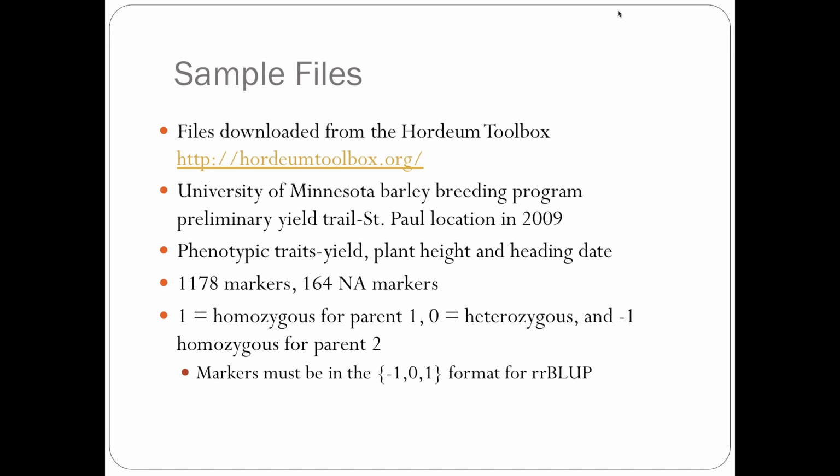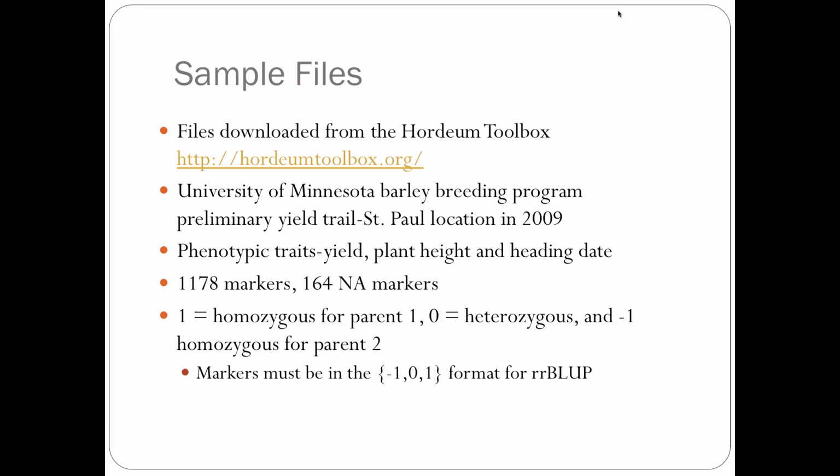So just an overview of the sample files that I'm using. The files were downloaded from the Hordeum Toolbox from the TCAP project. And this is a University of Minnesota barley breeding program preliminary yield trial from the St. Paul location in 2009. I selected 3 phenotypic traits to use: yield, plant height, and heading date. I selected these traits since they have a pretty high heritability for plant height and heading date, and they were easy to measure, and so all the individuals had these numbers, and there were no missing values.